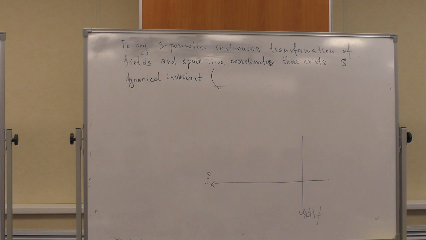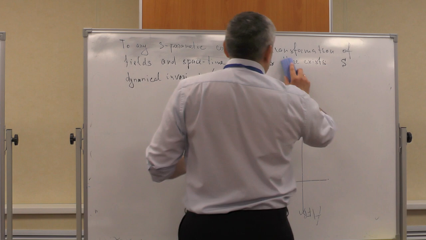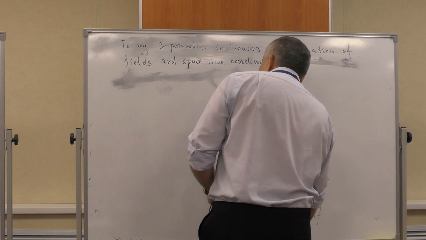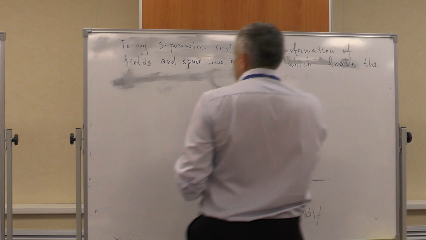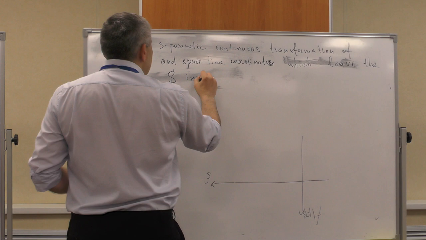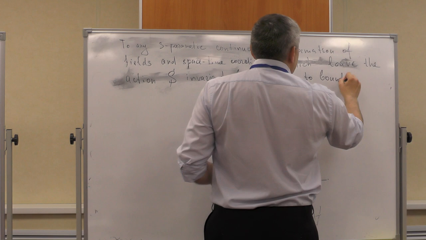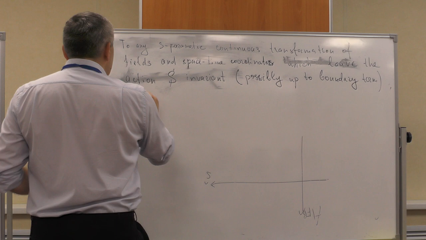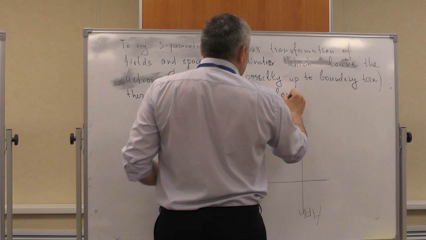These are synonyms. And I haven't yet finished, sorry. I cannot finish with the formulation. Let me finish and then I will explain what is in here. For any S-parametric continuous transformation of fields and space-time coordinates, which, that is important, leaves the action S invariant, possibly up to a boundary term, there exist S conservation laws. Some people use the word dynamical invariance, some people use conservation laws, but they are synonymous.